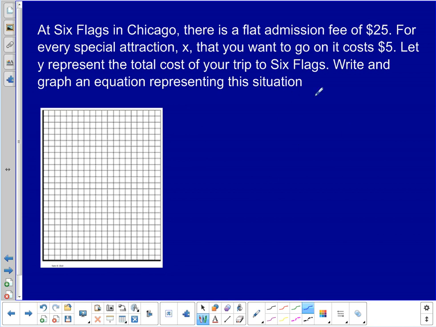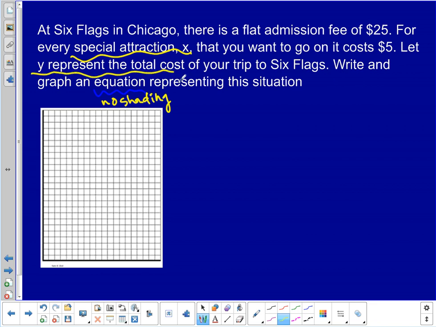Notice, by the way, that it says write and graph an equation. That means that we're not going to have any shading in this question because we're not talking about an inequality, we're just talking about an equation. So let's talk about our variables. X was the special attractions and Y is the total cost.